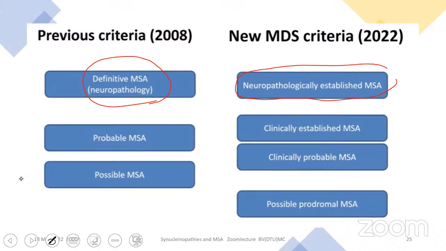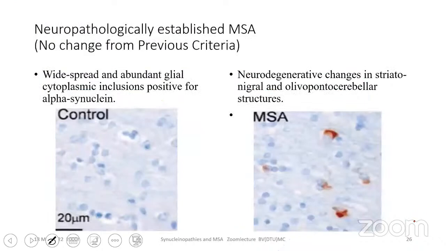And possible prodromal MSA is the recent addition, that is where the research criteria will come. So you have neuropathologically established MSA, clinically established MSA, clinically probable MSA, and the prodromal phase, possible prodromal MSA, which is the research arena where a lot of research can be done. So these are the new diagnostic criteria, which we'll see in detail, and learn a few things about the examination part. Neuropathologically established MSA has no change from the previous criteria.